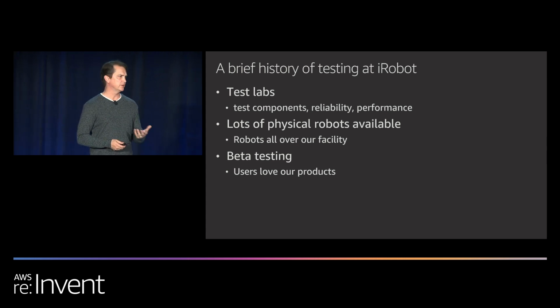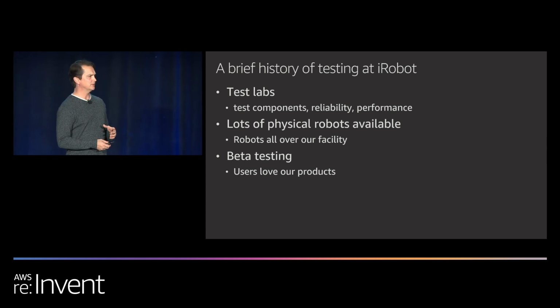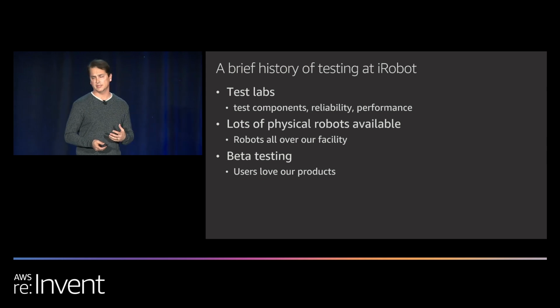Also, every iRobot employee gets a free Roomba or Bravo when they start. They're encouraged to use them and test with them. So we have them all over the facility. And finally, we've got thousands of beta testers that, well, as the slide should say, love to give us feedback on our products. So it's a great problem to have. But even with all of this, we want more.